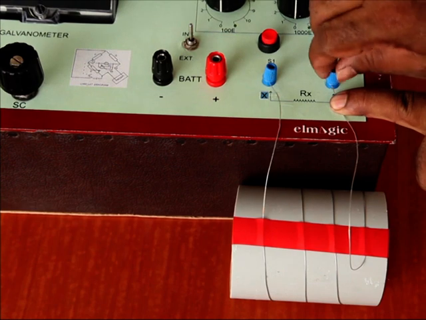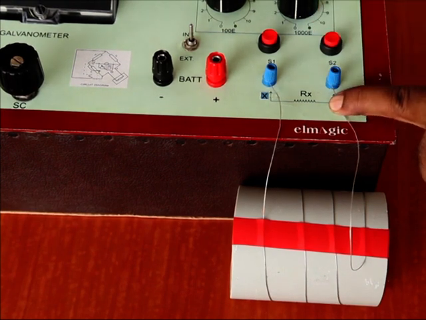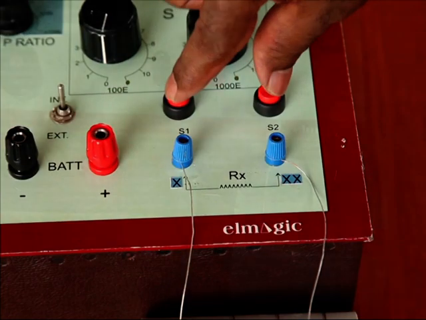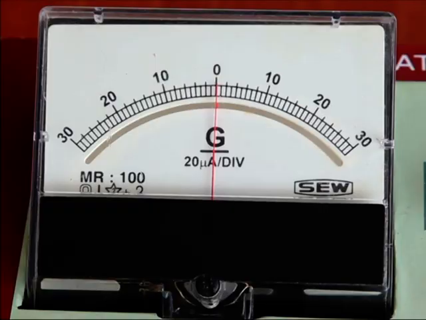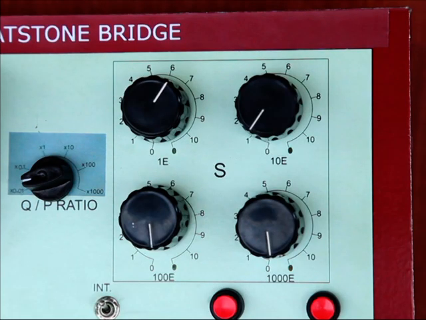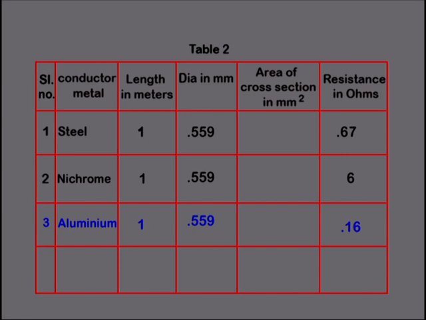Connect the Wheatstone bridge terminals to the aluminium wire. Measure the resistance of the aluminium wire. Enter the value in Table 2.